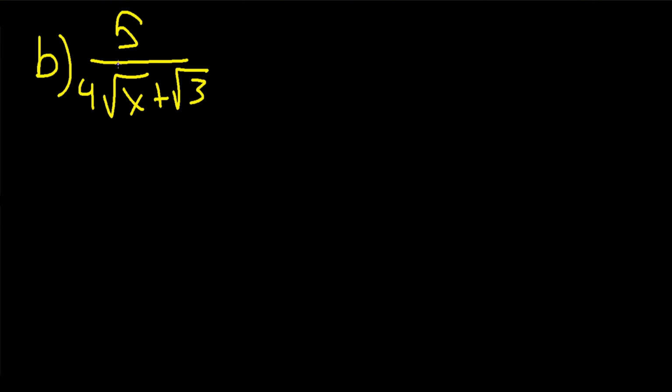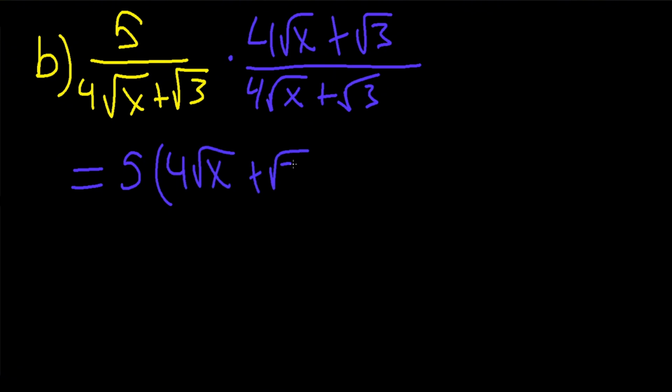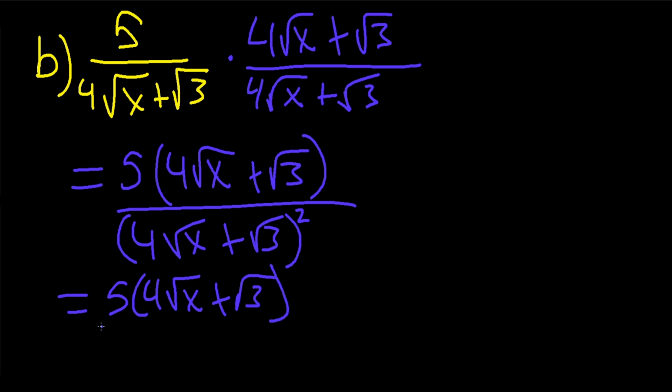So for the second example, it's the same idea, with the only difference being that we're dealing with a denominator of multiple radicals. And so all we're going to do again is multiply this by 4 times the square root of x plus the square root of 3 over the same thing. That'll give us 5 over the quantity of 4 times the square root of x plus the square root of 3, all over the quantity 4 times the square root of x plus the square root of 3 squared, which comes out to be 5 times the quantity of 4 times the square root of x plus the square root of 3 all over 16x minus 3. And that's it.